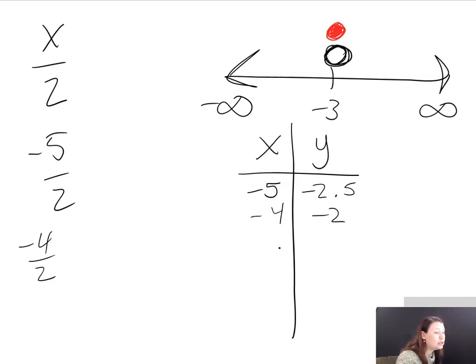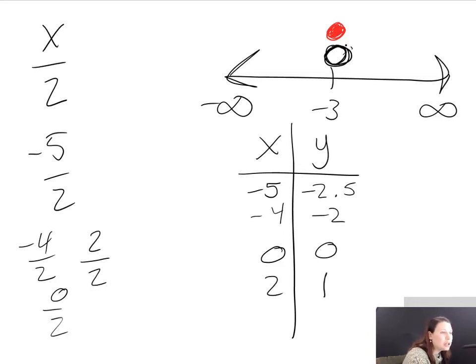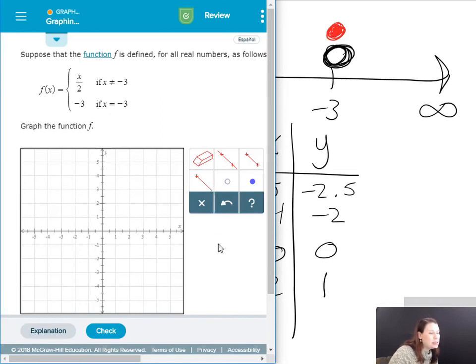So let's go to 0, right? If we plug 0 in, 0 over 2 is 0. That's a nice point. Then let's do 2. If we plug 2 in over 2, well, 2 gives us 1. We just basically didn't want to plug in -3. Just skip that one over. So now let's go over to the graph and plot those points. So which option here do we want to choose?